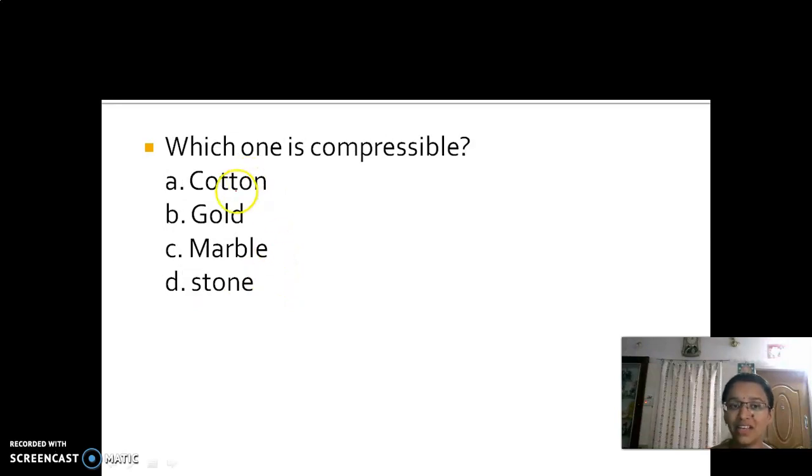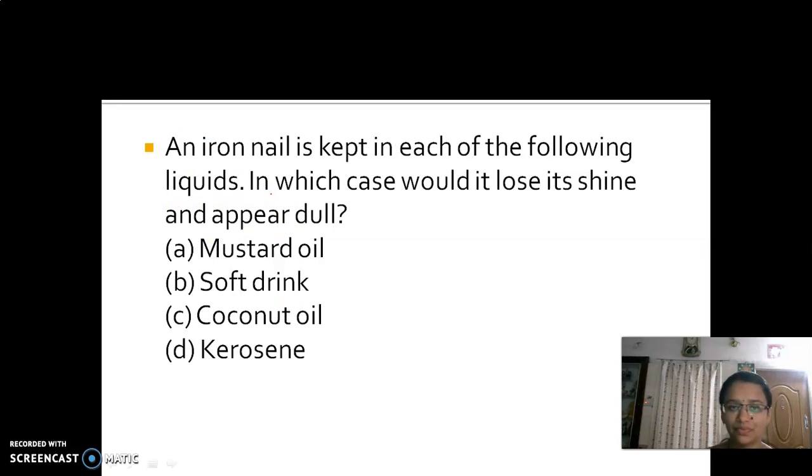Now look at this question. Which one is compressible? Look at your options: cotton, gold, marble, stone. Which one is compressible? Are we able to compress stone, marble, gold? No, we are not able to compress these three. So, what will be the answer? The answer is cotton. That is option A.